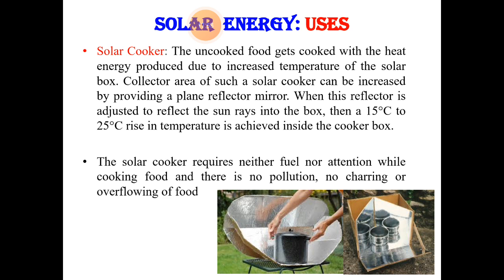In case of solar cookers, a temperature of 15 to 25 degrees centigrade is obtained initially. Later it goes up to 60 degrees centigrade, which is used to cook the food. The advantages of a solar cooker are that it needs no fuel, is free from pollution, and needs no attention while the cooking process is going on.